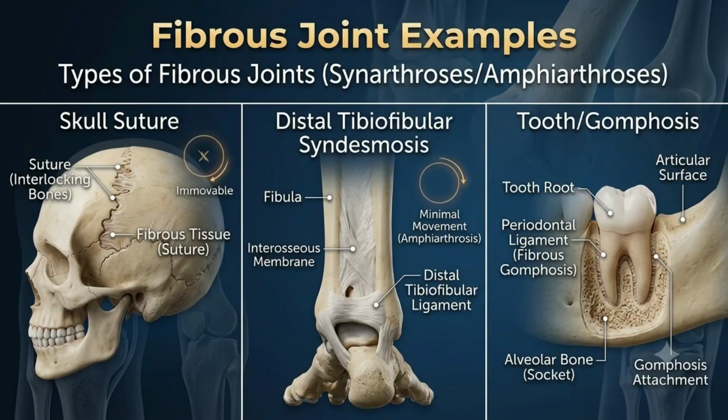There are three commonly described types of fibrous joint: sutures, syndesmosis, and gomphosis. Sutures are found between the bones of the skull. A syndesmosis is a fibrous connection in which the bones are connected by a ligament or an interosseous membrane. A good example is the tibiofibular joint. A gomphosis is the type of fibrous joint that connects a tooth to its socket. So overall, fibrous joints are designed primarily for stability rather than large ranges of movement.